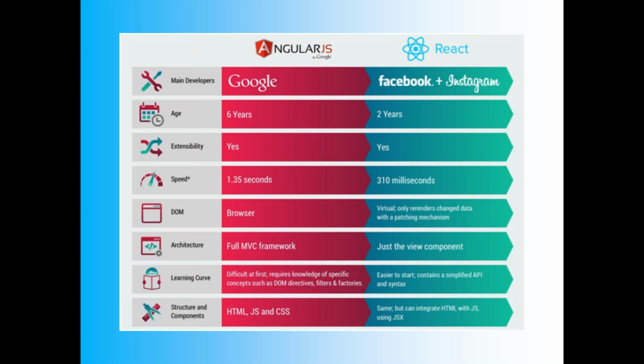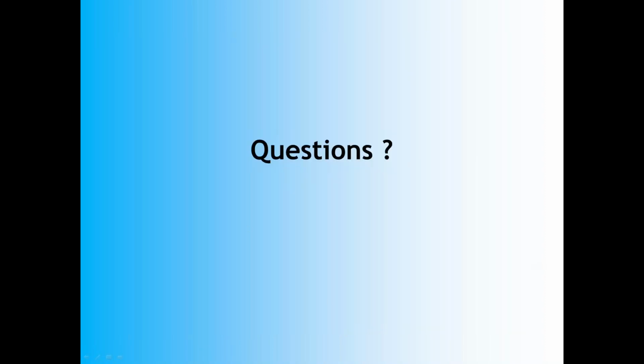Okay, so these are the structural components: HTML, JavaScript, and CSS, which are the important prerequisites for both courses, as you can see. In React you also integrate the HTML with JS using JSX. Whatever classes and CSS you use will be the same for React and Angular as well. That is the basic reason I started with HTML, JavaScript, and CSS.